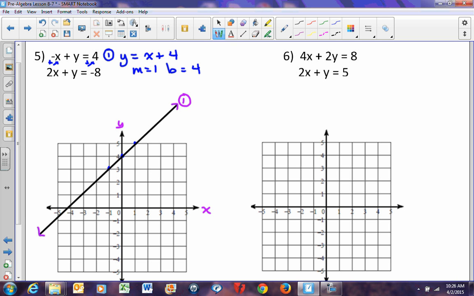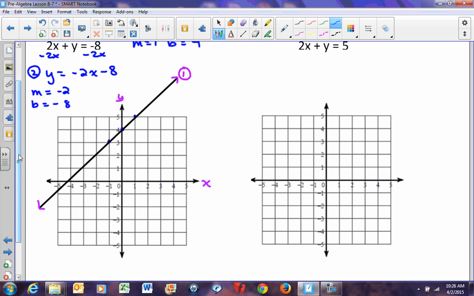Okay. My second equation, I have to subtract my 2x. So I will have y equals -2x minus 8. So my slope is -2, my y-intercept is -8. You're like, well, -8 doesn't fit on this graph. You're right, it doesn't. Okay, and I don't really want to try to guess where -8 is because I might guess wrong. So I'm just going to pick some points.